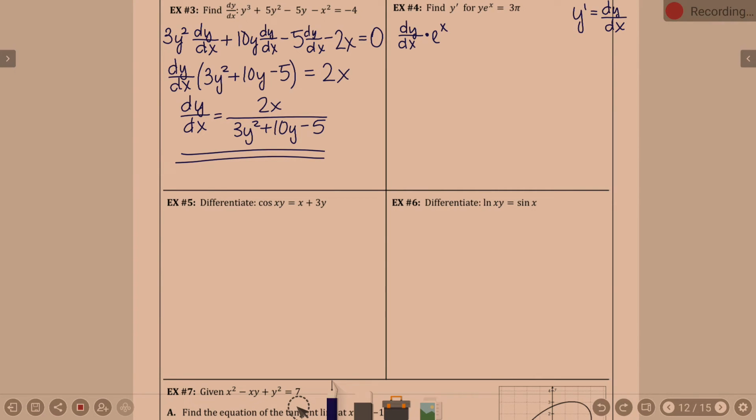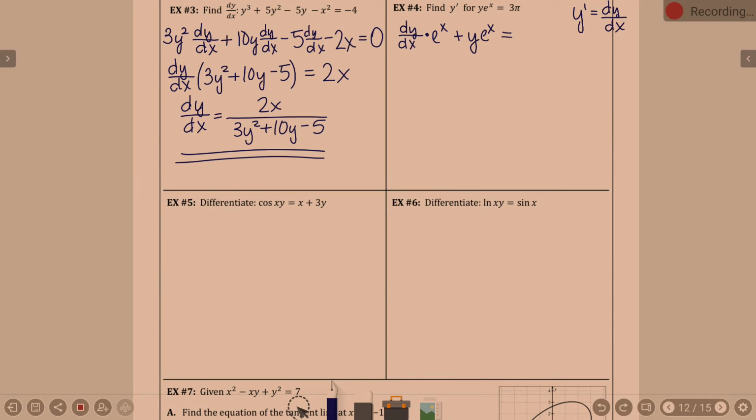So, okay, first half. Derivative of y is just 1 and then dy dx, keeping e to the x. Plus e to the x. Now this time I'm going to keep y. What's the derivative of e to the x? e to the x.